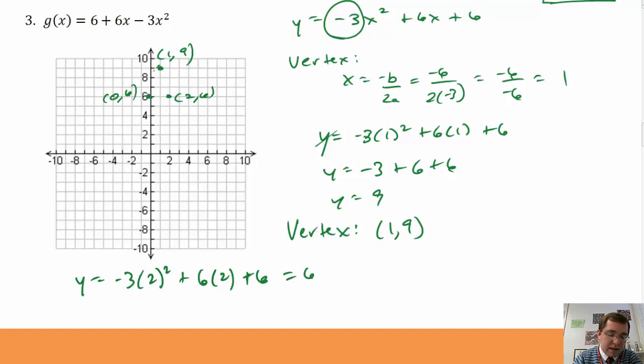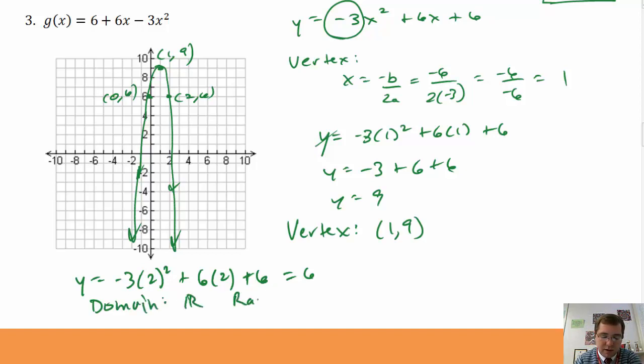Okay, and I can sketch my parabola. Actually, it should go all the way down. There we go. Alright. What is the domain? Domain is all real numbers. What is the range? The range is a set of all y's such that y is less than or equal to 9. Not greater than or equal to anymore, but less than or equal to, because this time the parabola goes down.